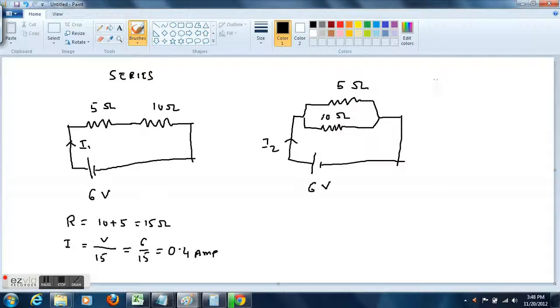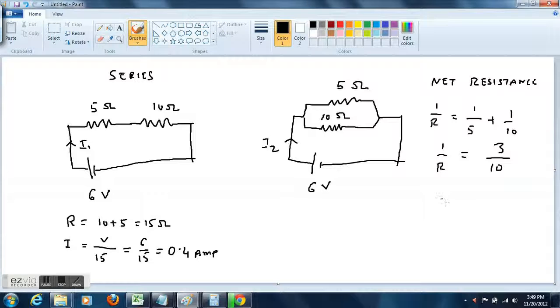So let us see what is the current flow in case of parallel. Now in the case of parallel, the net resistance or resultant resistance can be obtained using the formula 1 by R equal to 1 by 5 plus 1 by 10, which is coming as 3 by 10. Therefore R equal to 10 upon 3, which is 3.3 ohm. So in parallel connection, the net resistance is 3.3 ohm.